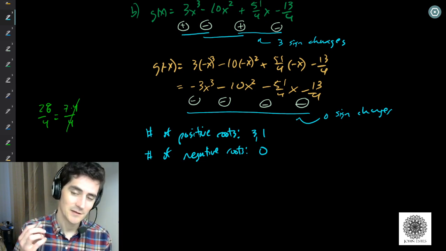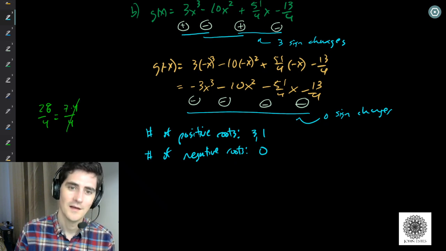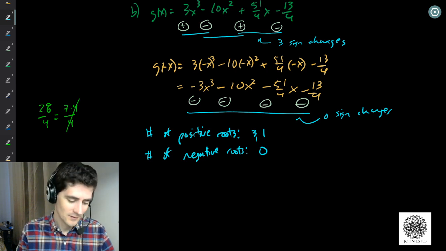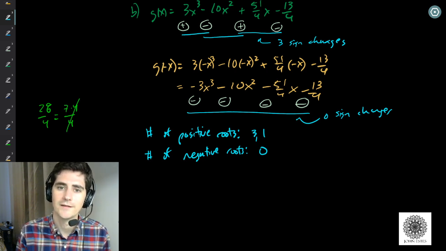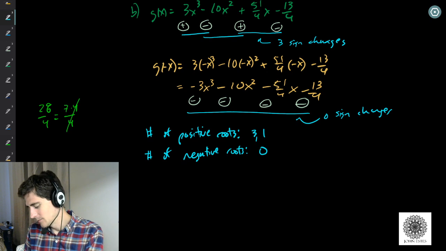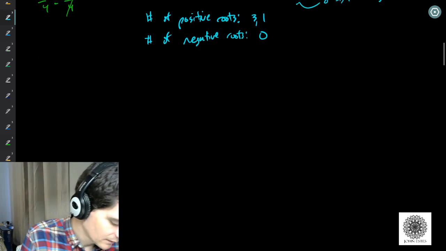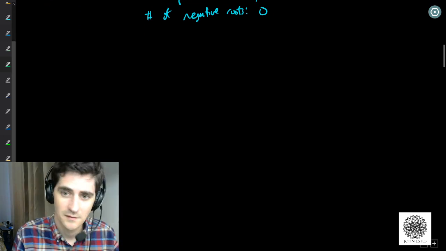So if I'm trying to test numbers to plug in and see if it's a 0, negative 1 is not a good idea because I already know I have no negative roots. So that's where Descartes' Rule of Signs can be helpful. And I hope that makes sense. Okay, now let's look at our next one. This one's called bounds on zeros.